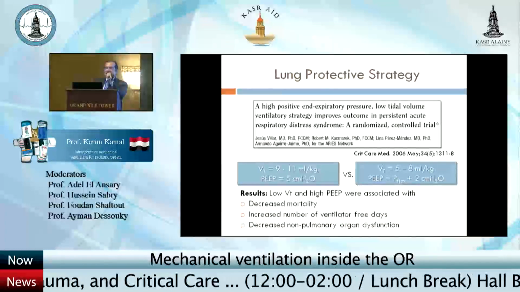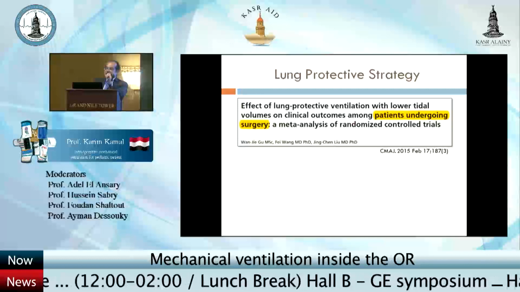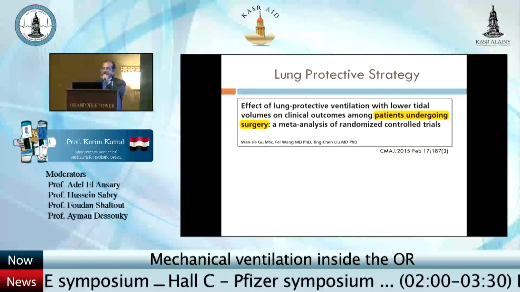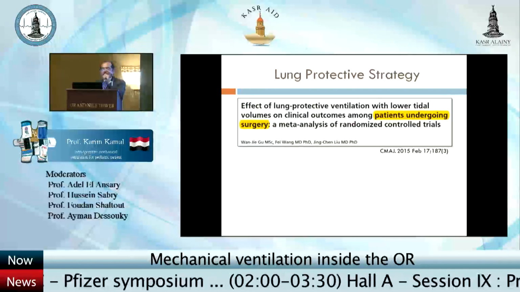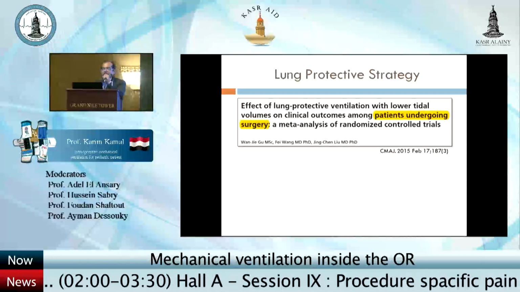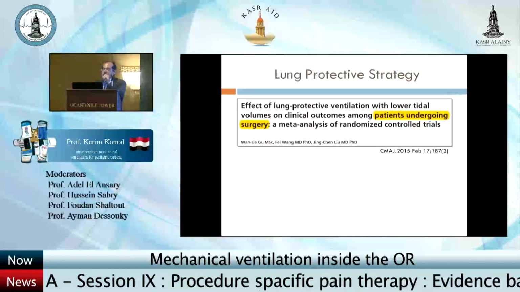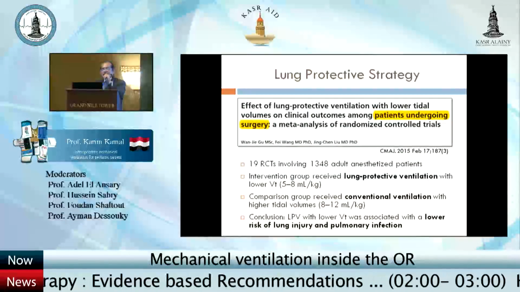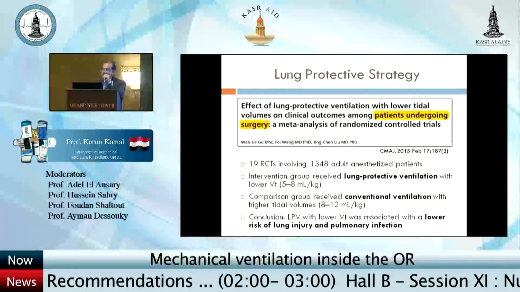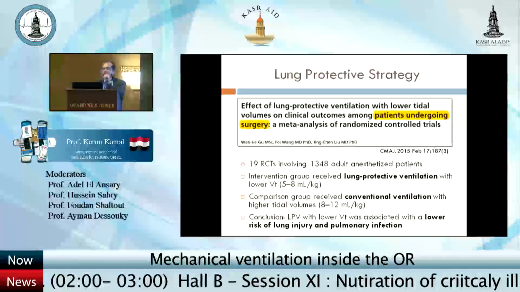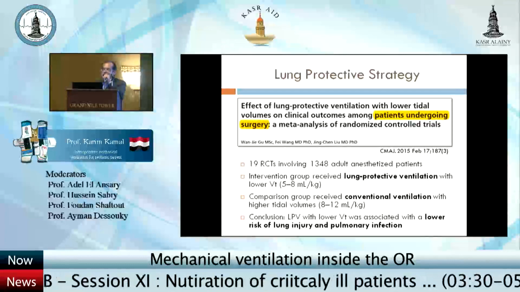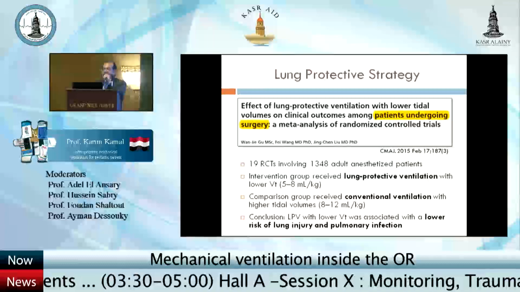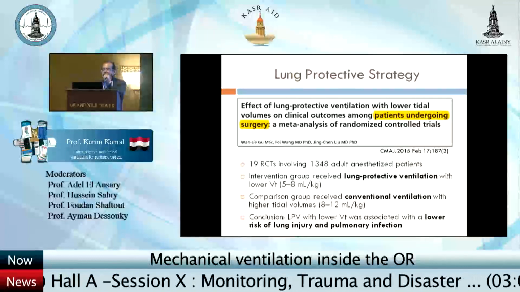What about anesthetized patients? There is a meta-analysis published in 2015 that talked about the effect of lung protective ventilation with low tidal volume on clinical outcomes in patients undergoing surgery. We're talking here about adult patients. So there were 19 RCTs involving 1,348 adult anesthetized patients. The intervention group received lung protective ventilation with low tidal volume. In comparison, the comparison group received conventional ventilation with 8 to 12 high tidal volume.